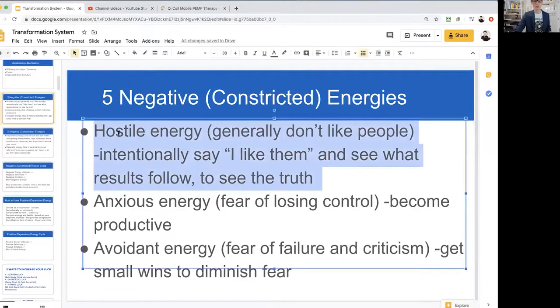The first one is hostile energy. So do you know people who generally don't like people?